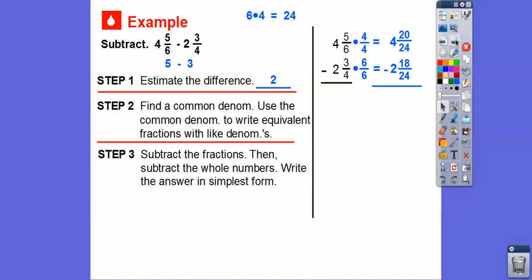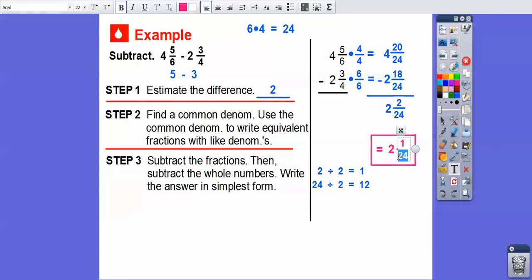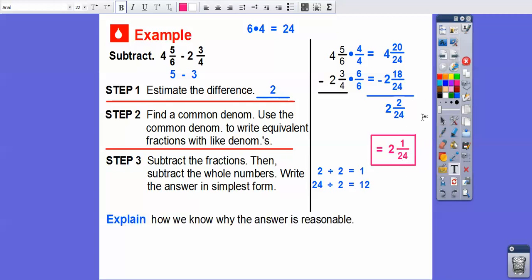Now we're going to subtract the fraction parts first, and then we'll subtract the whole numbers. So 20 over 24 minus 18 over 24. We just subtract the numerators now that we have common denominators. 20 minus 18 is 2 over 24. And then subtract 4 minus 2. 4 minus 2 is 2. And then now we have to write the answer in simplest form. Well, 2 goes into 2 and 2 goes into 24. So 2 goes into 2 once and 2 goes into 24 12 times. So this is going to be 2 and, whoops, I made a mistake. This is supposed to be 1/12. So sorry, that should be 1/12. I'm going to have to change that on every piece.